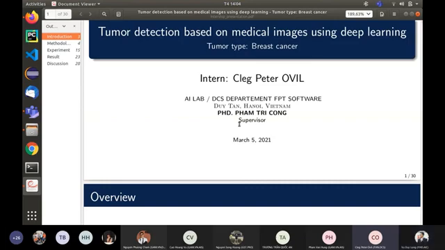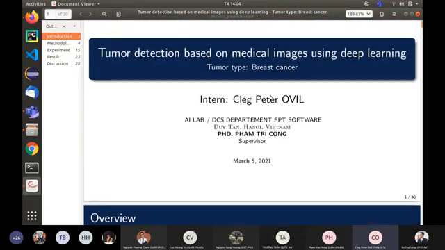Okay, let's start now. So this is the subject. The title is tumor detection based on medical images using deep learning, but the tumor type is breast cancer. There are many types of tumors in other parts of the body that they use deep learning for, but for my subject, it was breast cancer. And during this internship, I was supervised by Mr. Pham Chi Kum and all of the other developers and scientists. So they were here to support me.